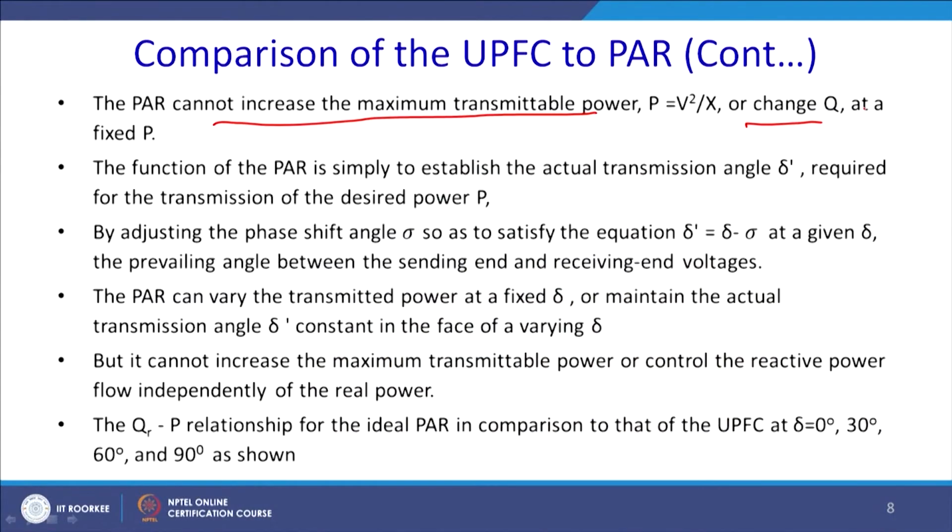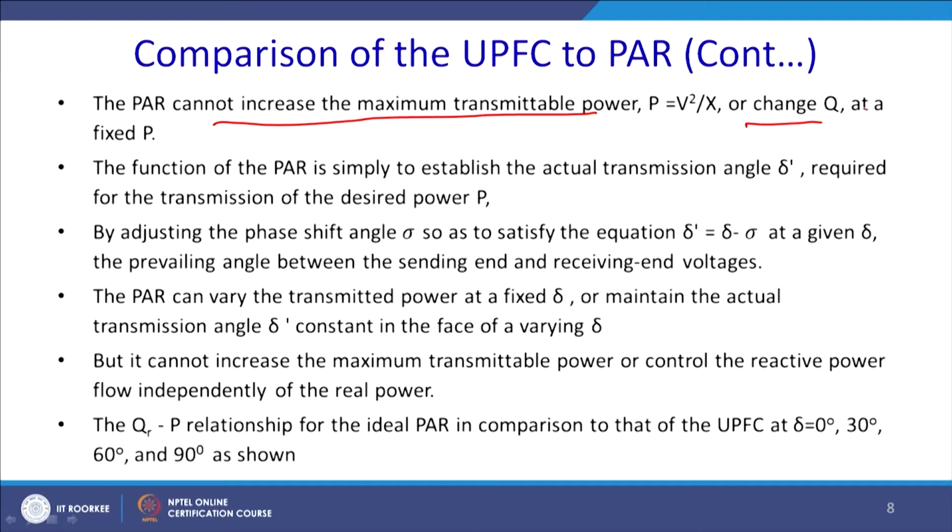Thus, the PAR cannot increase the maximum transmittable power. It is restricted to V square by x. It can only change the point at which the maximum occurs. It can make the maximum power occur at 30 degrees, 60 degrees, even at 120 degrees, but we do not operate at 120, or change Q at fixed P. So that is not possible.